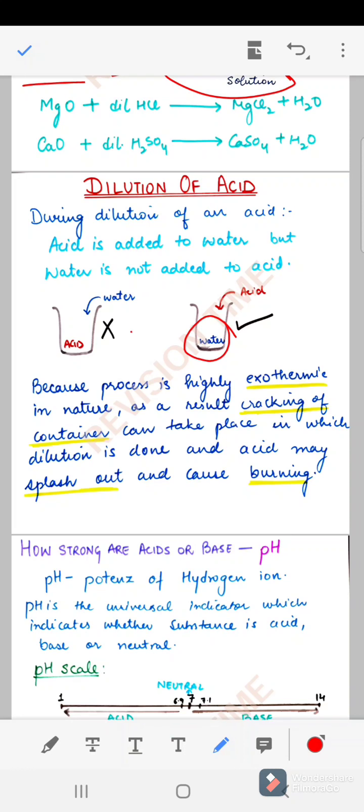But never take the acid initially in the beaker and add water to it, because this process is very exothermic in nature and it will cause the cracking of the beaker that you are using, and ultimately the acid will splash out and it can harm the worker, and it can cause burning, right? So it is a very important protocol. We should always add acid to water but not water to acid, right?